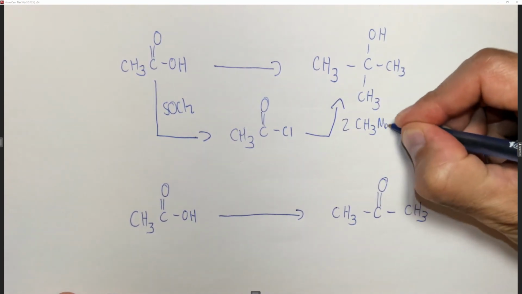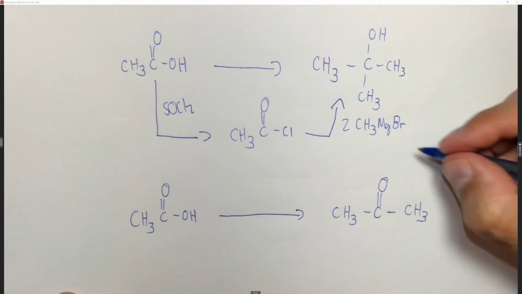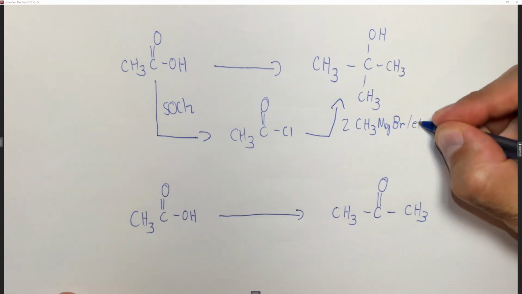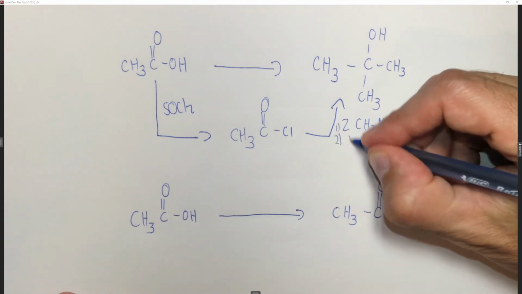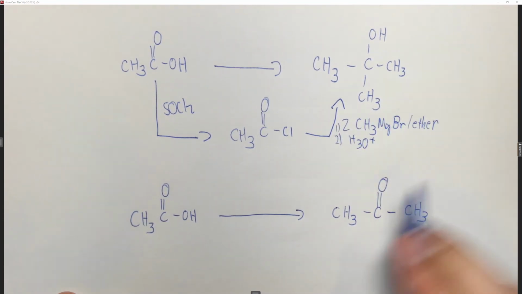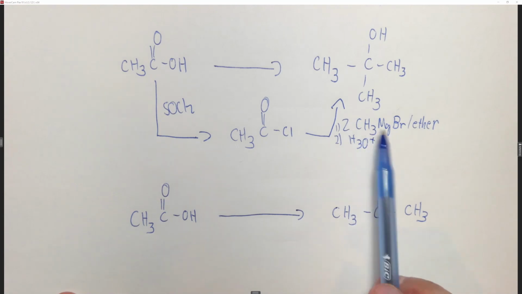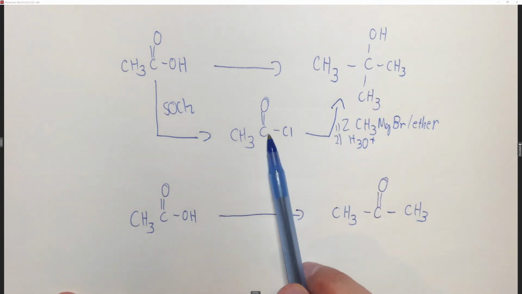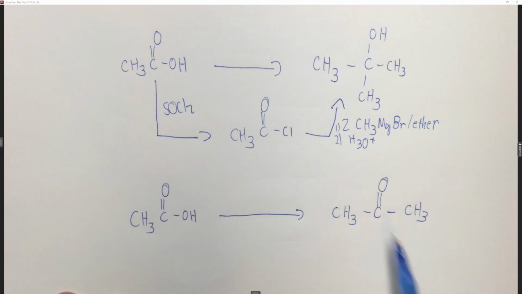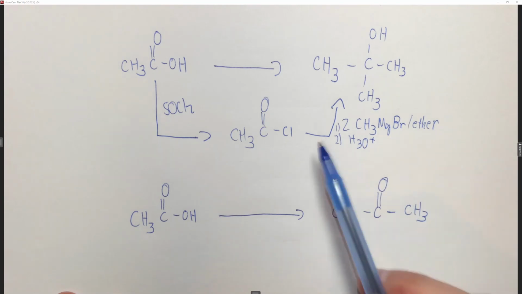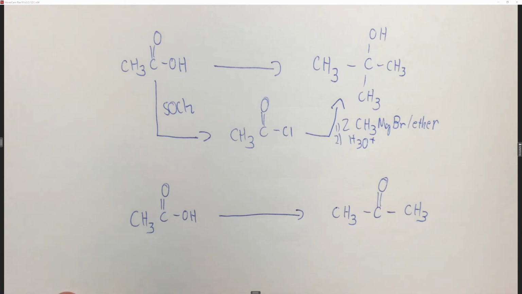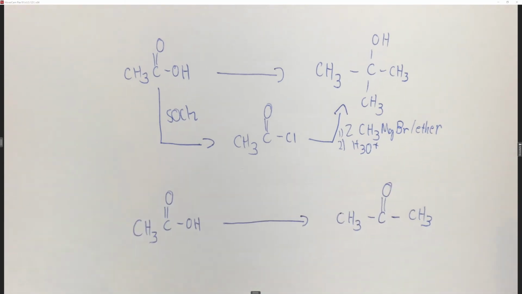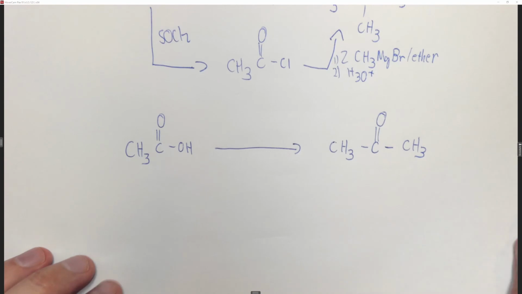2 CH3MgBr in the presence of usually ether, followed by H3O+. All right, so in this case, we can get these two to attack. Remember, after the first one attacks and this leaves, we can't stop at the ketone. We go all the way to the alcohol because the ketone is susceptible to attack by the Grignard reagent as well.